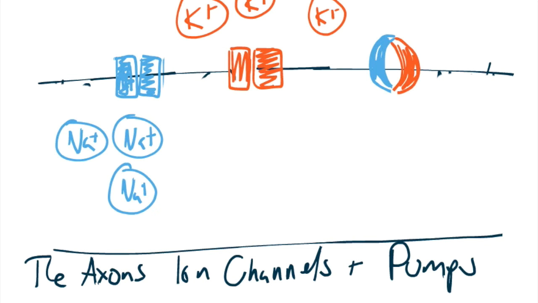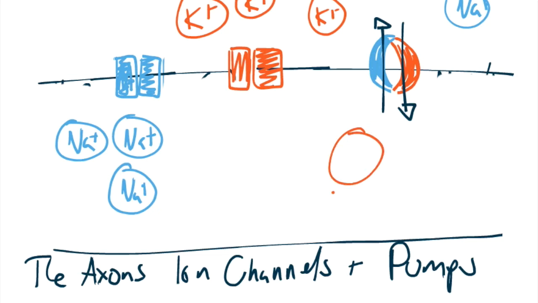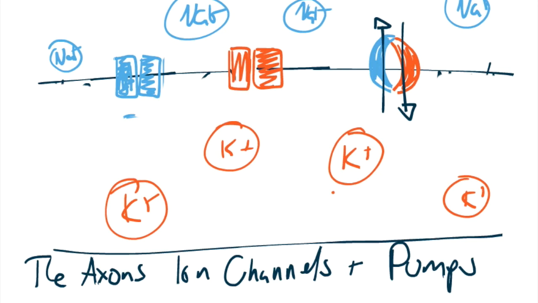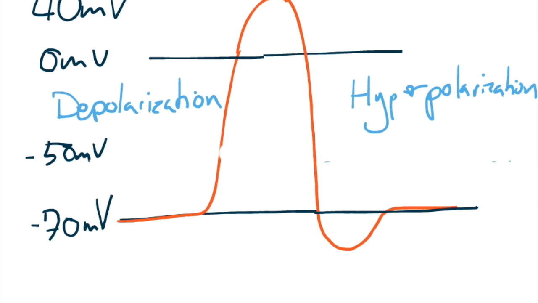Now, however, the sodium and potassium are on the wrong sides, which is why this pump comes into play. This pump allows the sodium to return to the outside and the potassium to the inside of the axon, preparing it to depolarize again. Following hyperpolarization, the membrane potential returns to rest, ready to fire again.